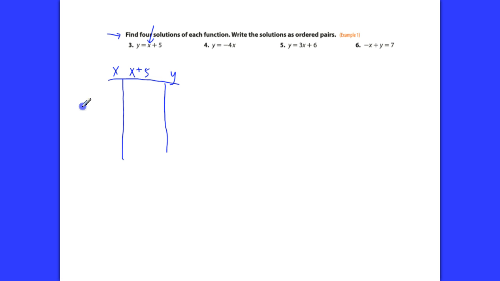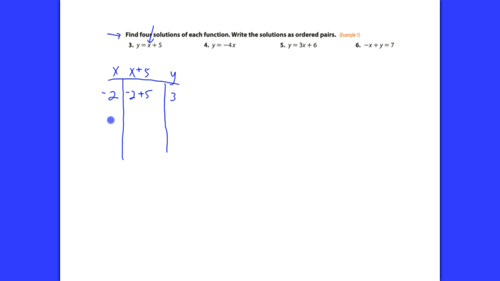So we're going to just pick some values for x. Now, you can pick anything you want. Typically, I like to keep the values around 0 and not get too carried away. So you just pick something. I'll pick negative 2 for x. So you have negative 2 plus 5. All right, negative 2 plus 5 is 3. So that's one of the solutions. When x is negative 2, y is 3.